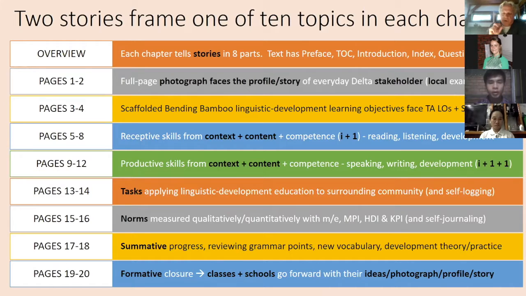So it's the end of the chapter, and we can call that closure, but closure here is actually a beginning. It's going forward, and it's classes and schools going forward with ideas and a photograph and a profile of themselves, their own story. So I'm suggesting that every chapter begin and end with a story. At the beginning of the chapter, it's a story of an everyday Delta stakeholder, somebody local, doing something right with development. And at the end of the chapter, what classes of students and schools have learned, and it's a place for us to capture their story and put that in the Bending Bamboo chapters as well.